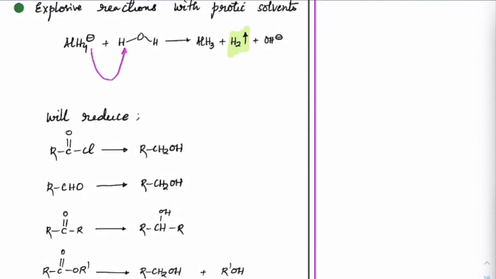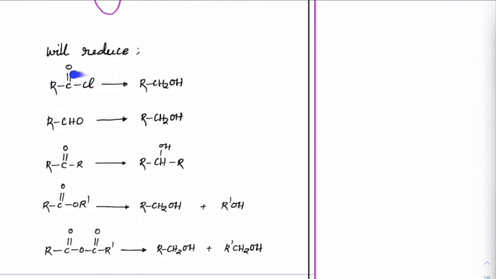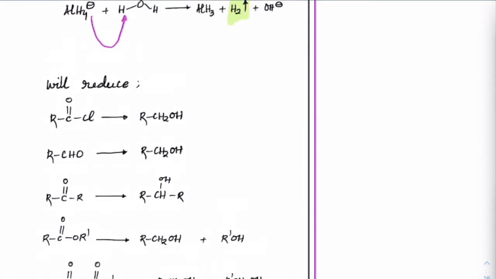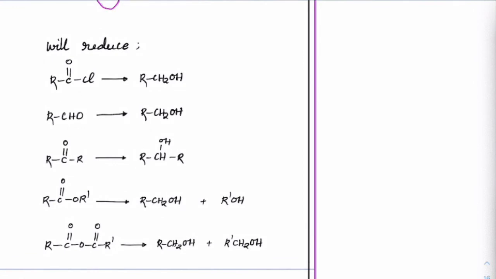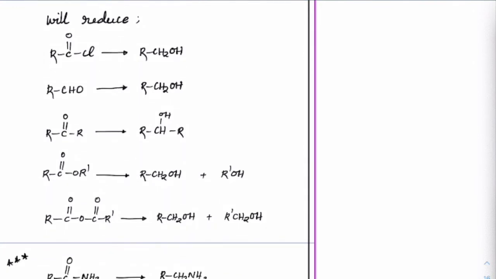Check out from the first one. Acid chlorides. Acid chlorides can be reduced by lithium aluminum hydride to alcohols. Okay. We will go mechanism by mechanism, one by one. First we have to understand every reaction and then we'll go to the mechanistic part. Aldehydes, ketones, both will be reduced to alcohols by lithium aluminum hydride.